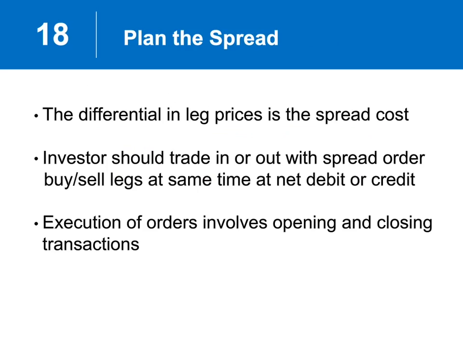When we're planning our diagonal spread, we're going to look at the differential in the prices of the legs in determining the cost. Remember, when we establish a long diagonal call spread, a debit will be paid. It's generally recommended that investors trade in or out of the spread with a spread order, and the buy and sell of the legs would be done at the same time for a net debit or a credit. Execution of spread orders involves opening and closing transactions.